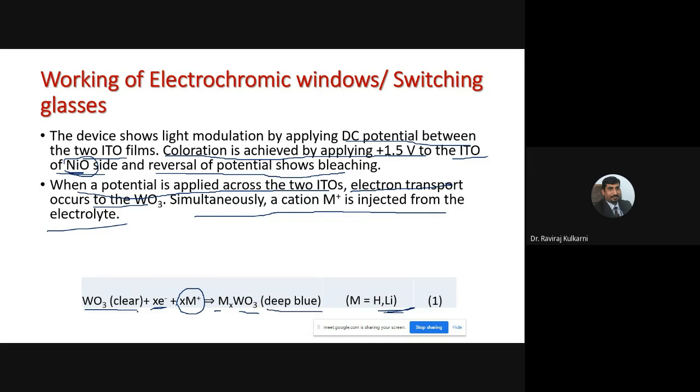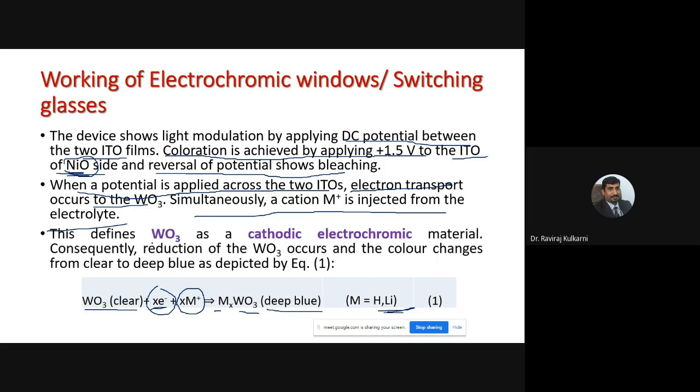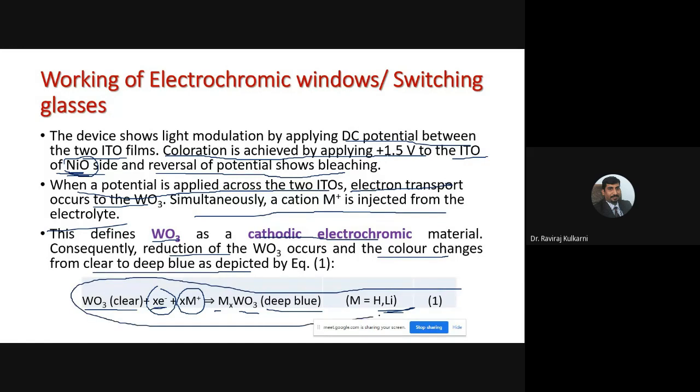When you supply electrons, where are these electrons coming from? These electrons are coming from the nickel oxide side, which you have made the anode. This defines WO3 as a cathodic electrochromic material. Consequently, reduction of tungstate occurs, and the color changes from clear to deep blue. This is given in this equation. This is the equation of how it works. This is the working I'm discussing.